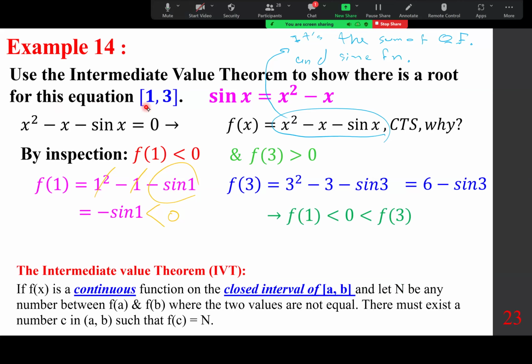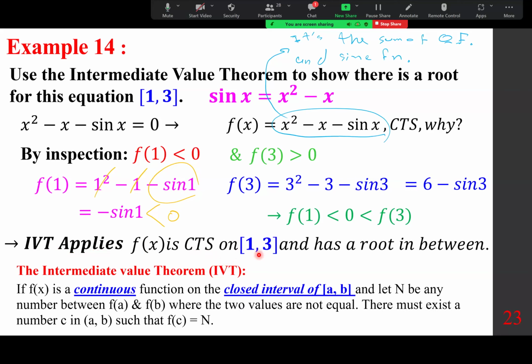I want to make sure you understand what I'm trying to say here. F of 1 happened to be, the functional value is something negative. F of 3, the functional value is something positive. So number 0 is between negative and positive along the y-axis. So there must be a root somewhere between these two. So IVT, the intermediate value theorem, applies. F of x is a continuous function on the interval of 1 to 3 and has a root in between according to IVT.